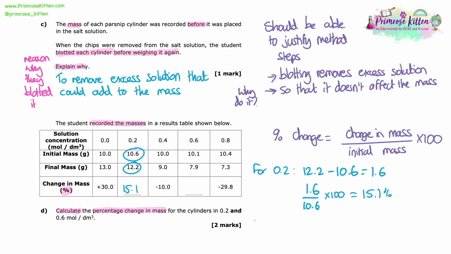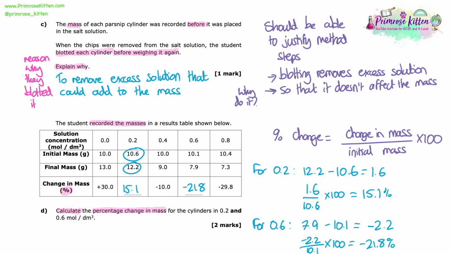I have put it into the table, but as long as you've written it out and made it clear in your workings that this is for the 0.2 solution, then if you forget to put it in the table, it's not the end of the world. So for 0.6, we're going to do exactly the same thing. We have a final mass of 7.9, take away the initial mass of 10.1. So we've decreased, we've lost 2.2 grams here. And so we do 2.2 divided by the initial, which was 10.1, times 100. That gives us negative 21.8%.